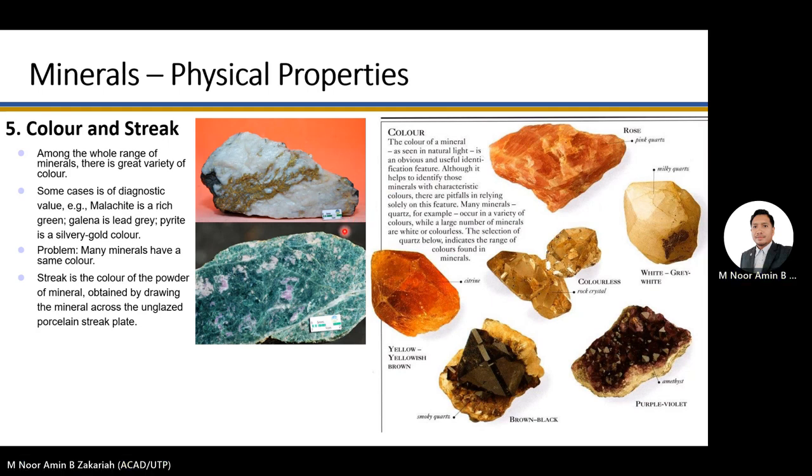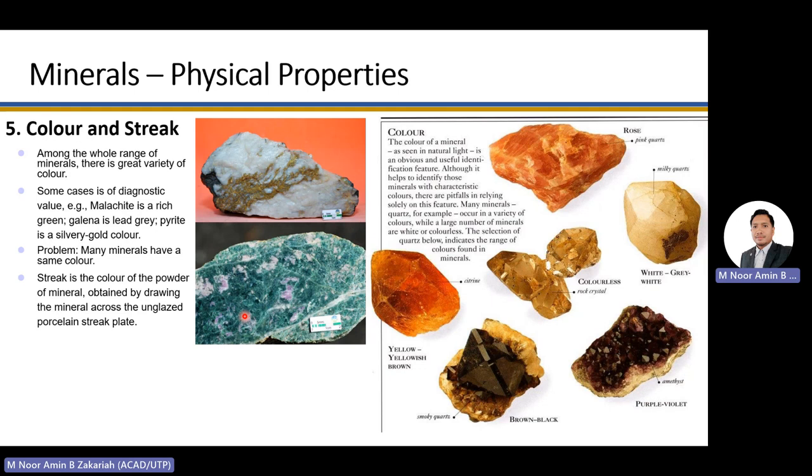However, it can also be found in other colors such as black, brown, and yellow. This is because the color of malachite can be affected by the amount of copper present in the mineral as well as the presence of other impurities. Similarly, galena is a lead sulfide mineral that is typically a lead gray color. However, it can also be found in other colors. Okay, the common one is gray, but it can also be found in black, silver, and also yellow.